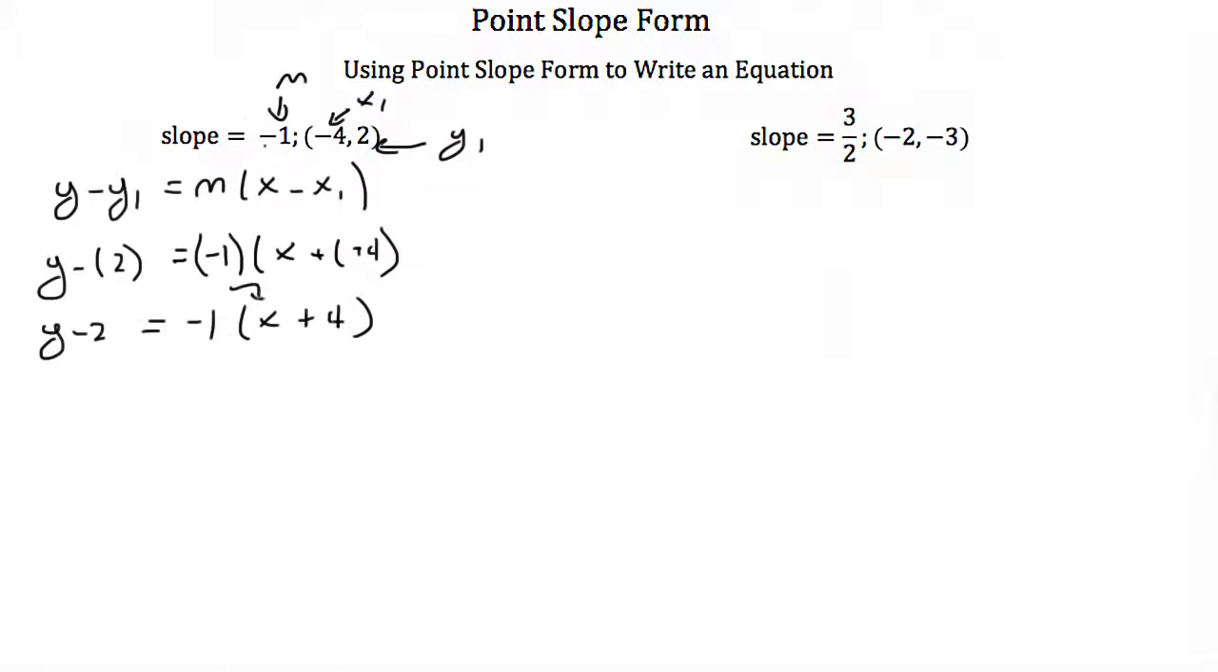I'm going to distribute the -1 in. So y minus 2 is equal to -x minus 4. And then add 2 to both sides. And we'll get y is equal to -x minus 2.